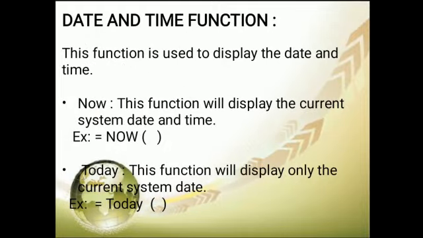Next one is the date and time function. This function is used to display the date and time. For example, NOW function will display the current system date and time. You have to put the equal sign first and type NOW and put brackets. It will give the present date and time. Next one, TODAY. This function will display only the current system date.